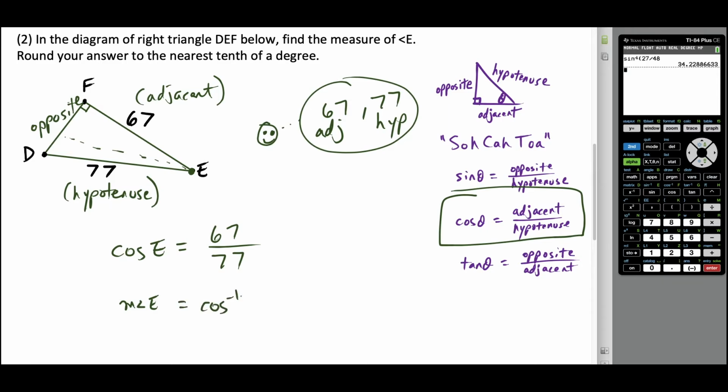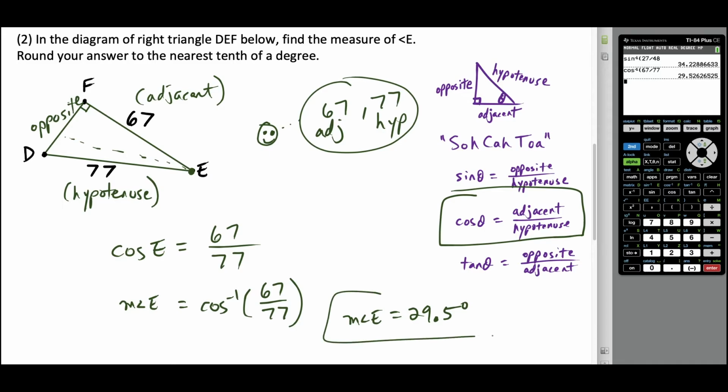So we would do cosine inverse of both sides. So we're going to take cosine inverse of 67 over 77, and let's see how this works out. We have cosine inverse of 67 over 77, and this works out to 29.5 if we round to the nearest tenth. So our final answer here is going to be the measure of angle E is equal to 29.5 degrees. Just make sure we write the units in. So this is our answer to the second question.